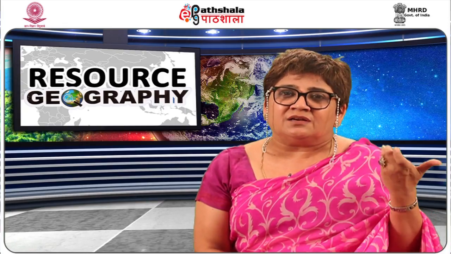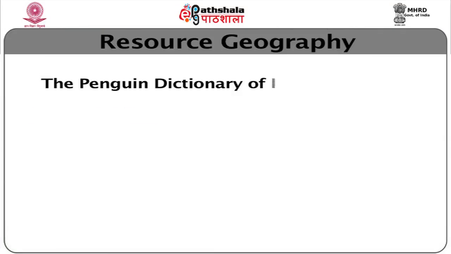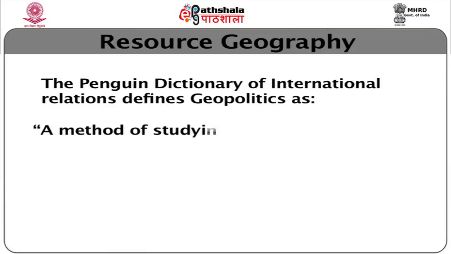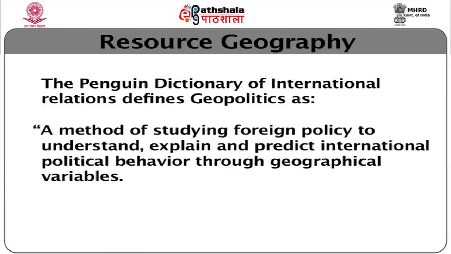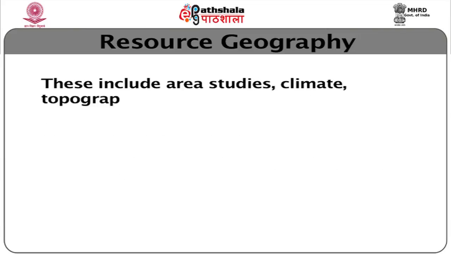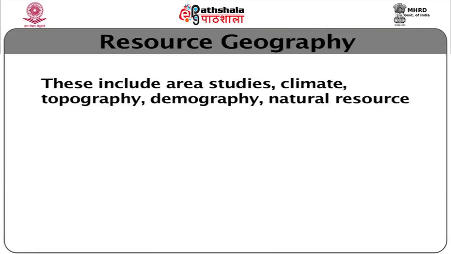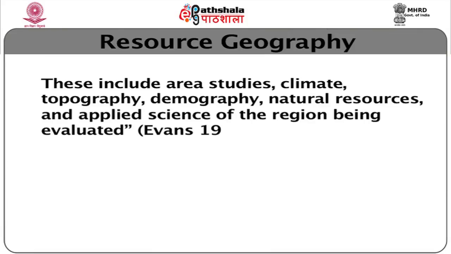The Penguin Dictionary, which we all have been reading, defines this as a method of studying foreign policy to understand, explain and predict international political behavior through geographical variables. And these, of course, are variables which we all know so well: climate, topography, demography, natural resources and applied science of the region being evaluated.